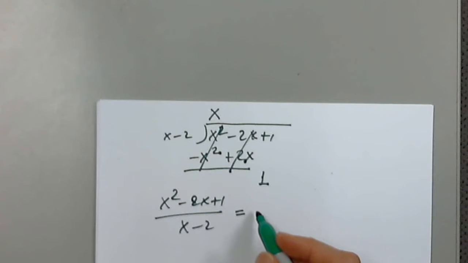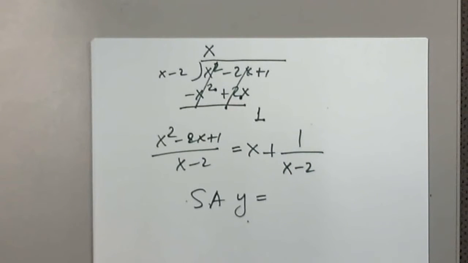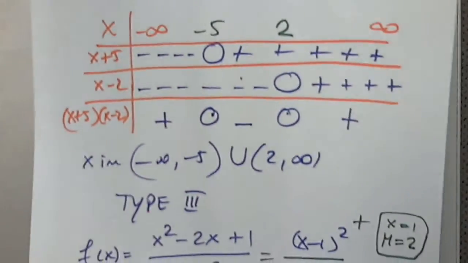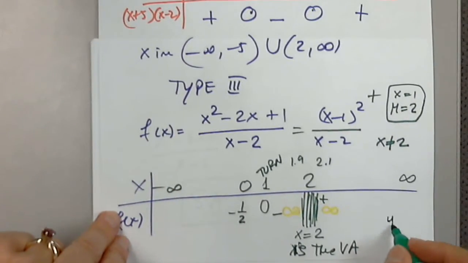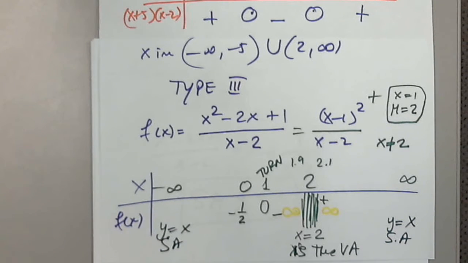So the division of x squared minus 2x plus 1 over x minus 2 equals, what is the quotient? The quotient is, plus the remainder over the divisor. You can always check very easily. X squared minus 2x plus 1, and that's the top. So what is the slant asymptote? Y equals what? Only the quotient. That's it. The slant asymptote is only the quotient. So I go back to my chart, and I write y equals x, SA, because that is also the end behavior. So you don't have to take into account the remainder.